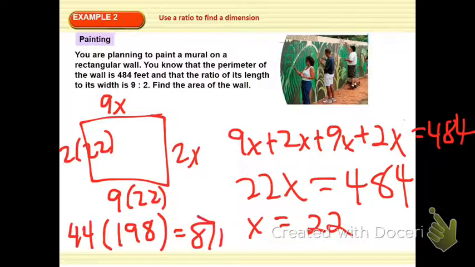8,712. 8,712, and that would be feet squared.